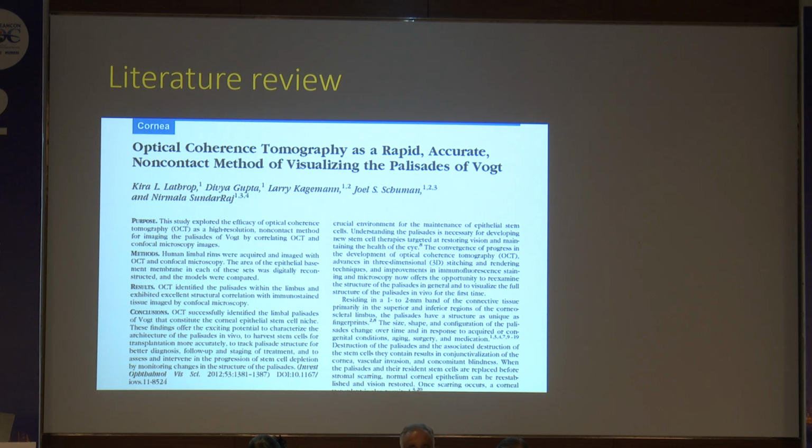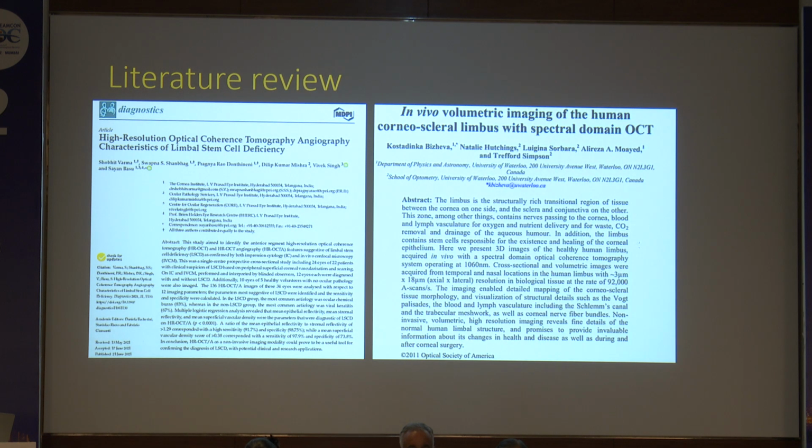This has been mentioned in the literature. Optical coherence tomography as a rapid and accurate non-contact method for visualizing palisades of Vogt was done by Lathorpe et al. They found that anatomical characteristics can be clearly imaged with OCT. And high resolution OCT was done to study limbal stem cell deficiency by Shobhit Verma et al. And in vivo volumetric imaging of the human corneoscleral limbus with spectral domain OCT was done by Biseva et al. In the Biseva et al. study, they used a research grade OCT, and a volumetric analysis of the stem cells was done, and an extensive study of the palisades of Vogt was done.